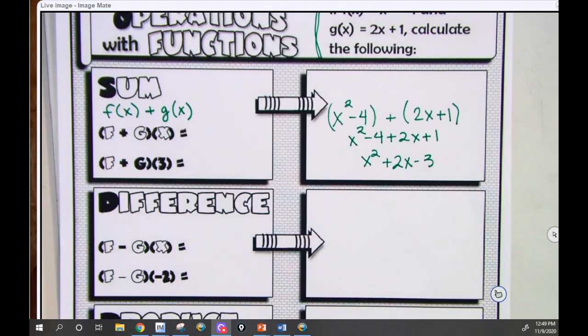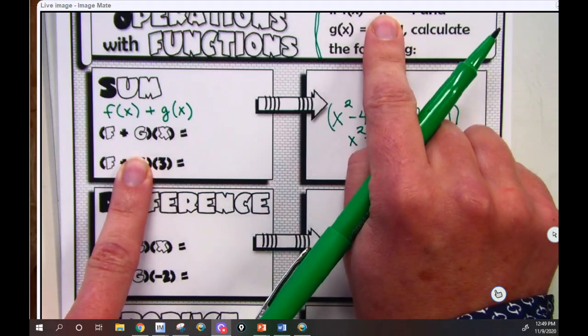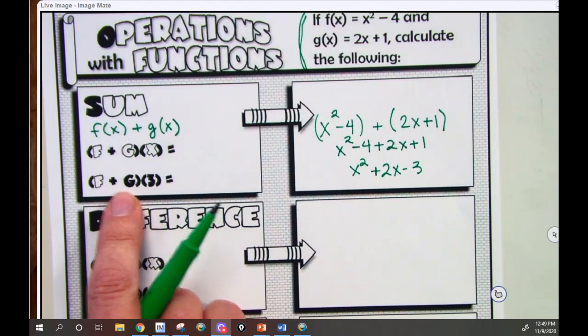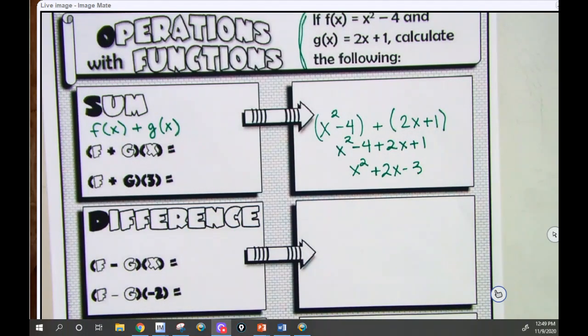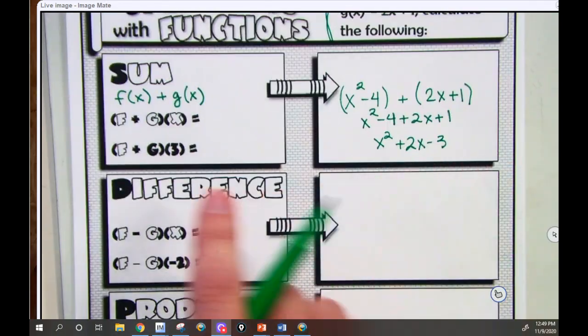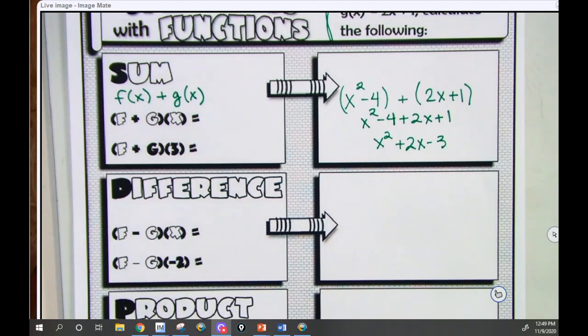All right, so if this had just said f of 3, where would you substitute 3 into? Into f in for x, right? But this wants f plus g of 3. So I just figured out f plus g. What are we going to do now? Not times it by 3, but we're going to substitute it back in.